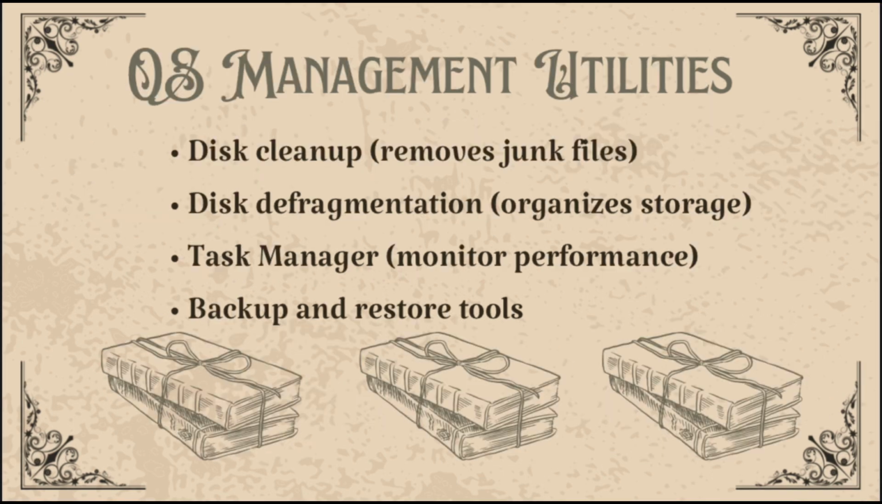And this is the slide of operating system tools. The operating system has tools to help the computer work better. Disk cleanup removes unwanted files. Defragmentation arranges files in storage. Task Manager shows which programs are running. Backup and restore save data if something goes wrong. For example, if my laptop is slow, I check Task Manager to see which app is using too much memory.